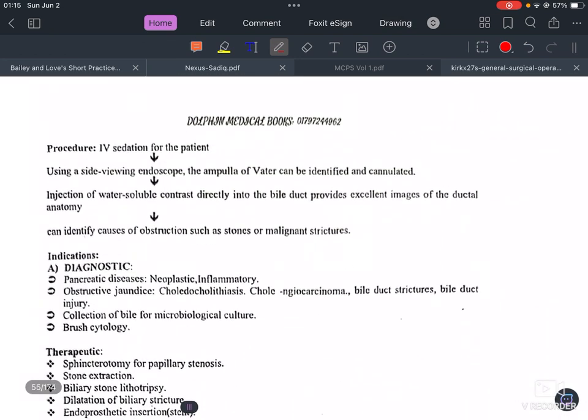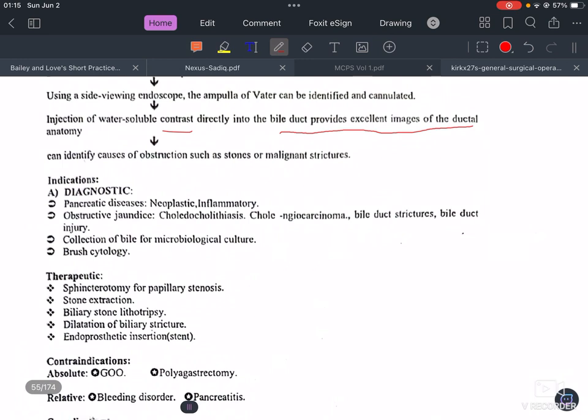Procedure: IV sedation for patient. Using a side viewing endoscope, the ampulla of Vater can be identified and cannulated. Injection of the water soluble contrast directly into the bile duct provides excellent image of the ductal anatomy. We can identify the cause of the obstruction such as stone or malignant strictures. Indication: there are some diagnostic indication and therapeutic indication.